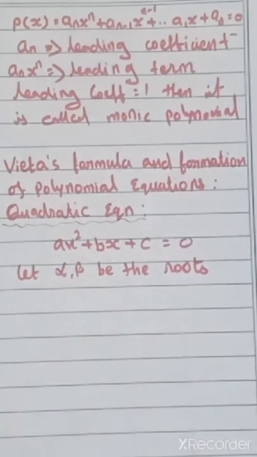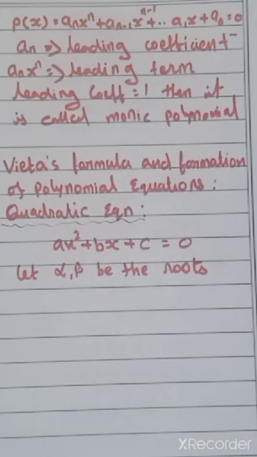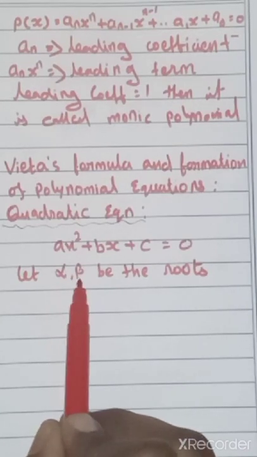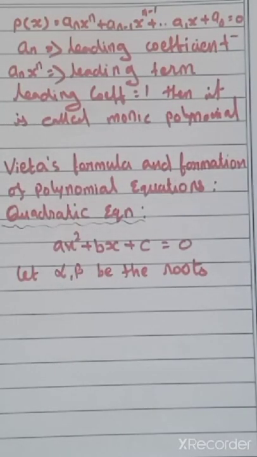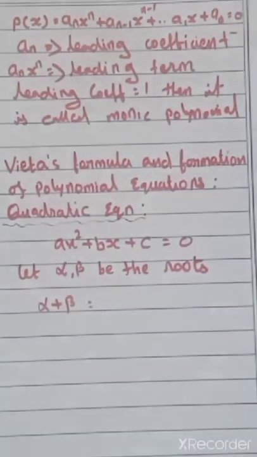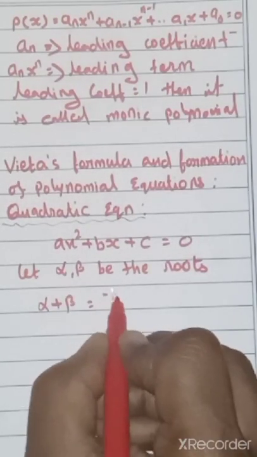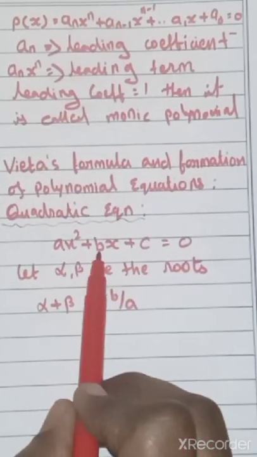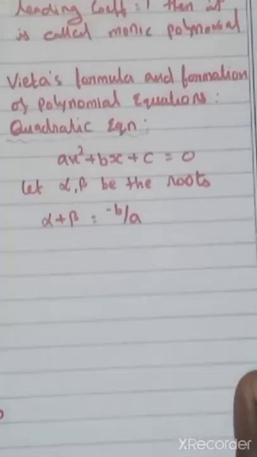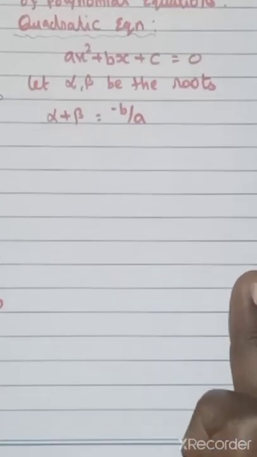Now, alpha, beta we have taken. Next, this Vieta's formula relates the coefficients of a polynomial to the sum and product of its roots. So what we are going to do is find the sum of the roots and the product of the roots. Okay? So the sum of the roots, alpha plus beta. What is the formula? Minus b by a. That is minus coefficient of x by coefficient of x square. Is that clear?